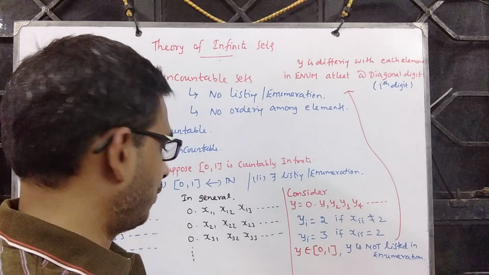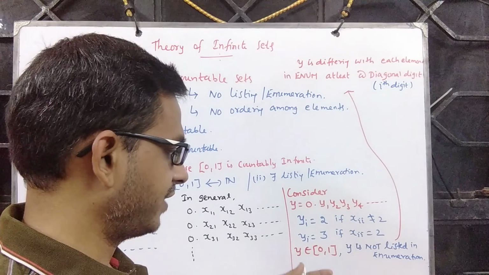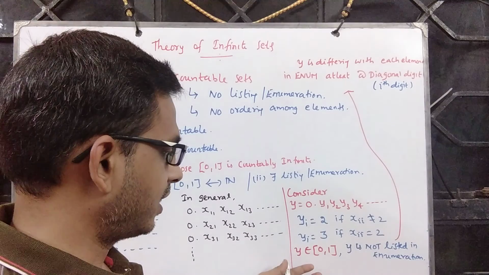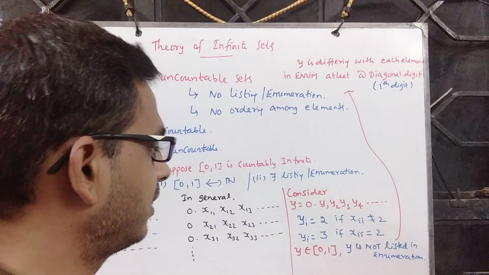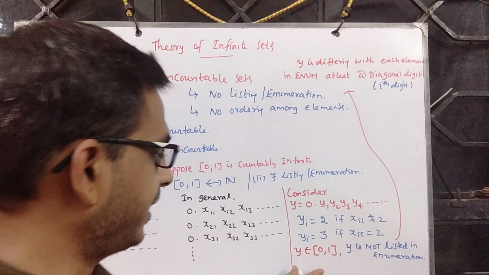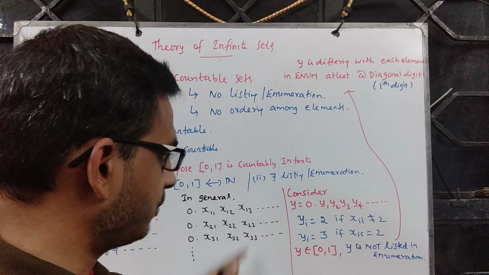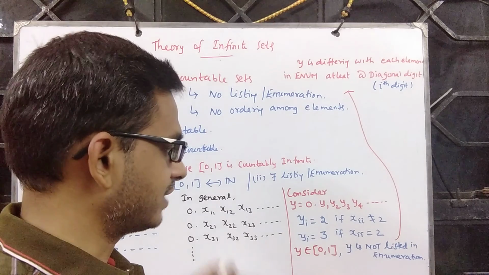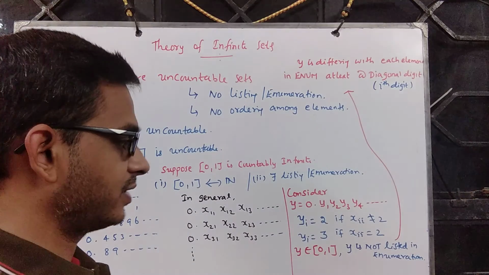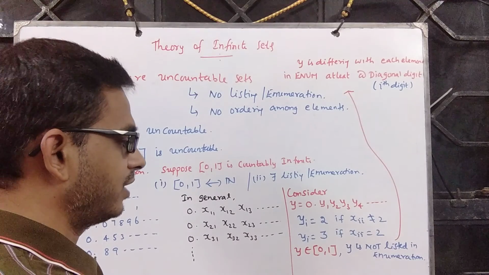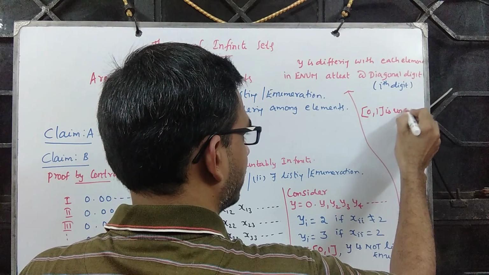So now, on one side we claim here is an enumeration, but on the other side we are getting a counterexample, or we are getting a contradiction. We are getting a contradiction that says here is an element which is not listed in the enumeration, and we constructed an element y which is part of 0, 1 and not listed in the enumeration. Therefore, this enumeration is incomplete. And so our assumption that there exists an enumeration or there exists a listing of 0, 1 is incorrect, and such a listing is not possible. Therefore, the set 0, 1 is uncountable.